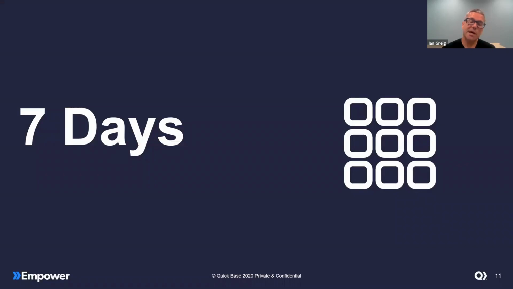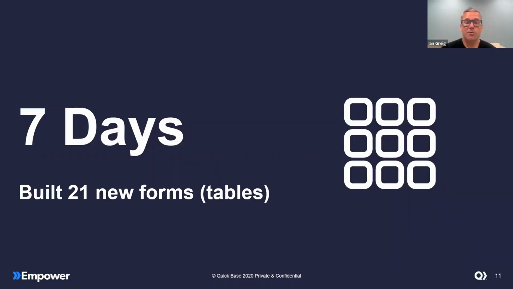So what we did in 7 days, we built 21 new forms into a QuickBase app. Now, in this case, what we call a form really is a table because we built a form per table. The forms vary from whether it's a service report, an inspection report, an expense report, a timesheet, forms like that. So we built them in 7 days because this is what you can do in QuickBase very quickly.